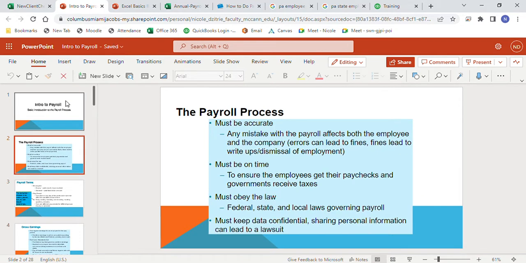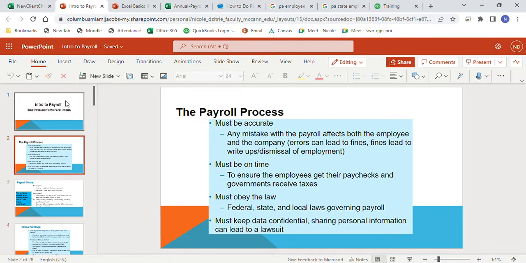the payroll process. First of all, it must be accurate. Any mistake with the payroll affects both the employee and the company. Large errors can lead to fines. Fines can lead to write-ups or dismissals of you or the employee that actually took part in making that mistake. They must be on time. Your checks to your employees obviously must be on time, as well as the government should be receiving their taxes on time, or you can have a fine or issues with the law.